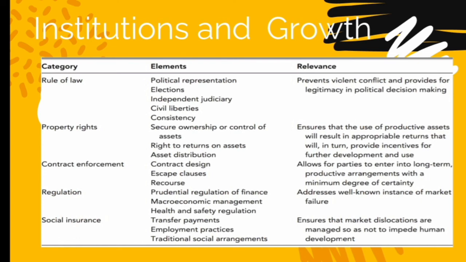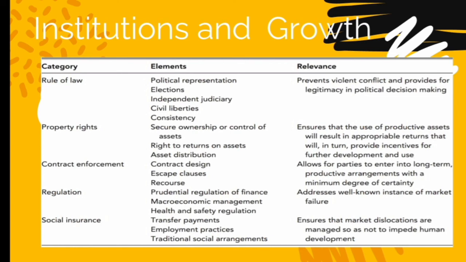And the fourth category is regulation. Although the notion of regulation often has negative connotations, this area of government activity is actually essential for growth and development. Regulations have the purpose of addressing known market failures. Important areas include prudential regulation of finance to avoid crises, microeconomic management, and basic health and safety regulation. Finally, the last one is social insurance.